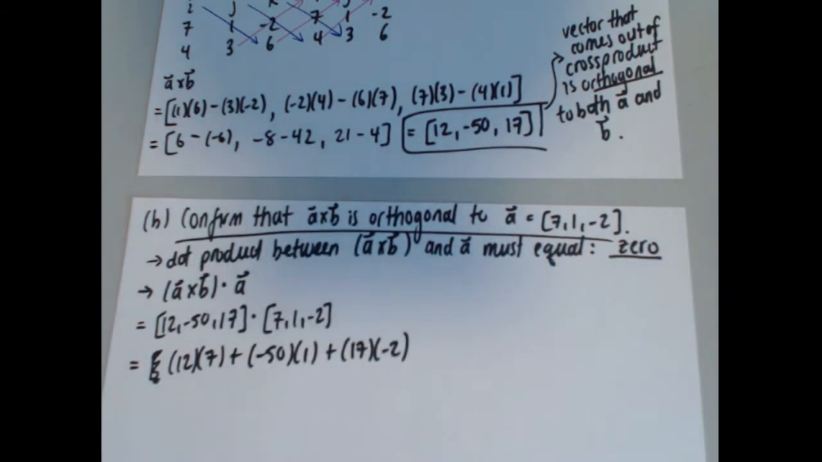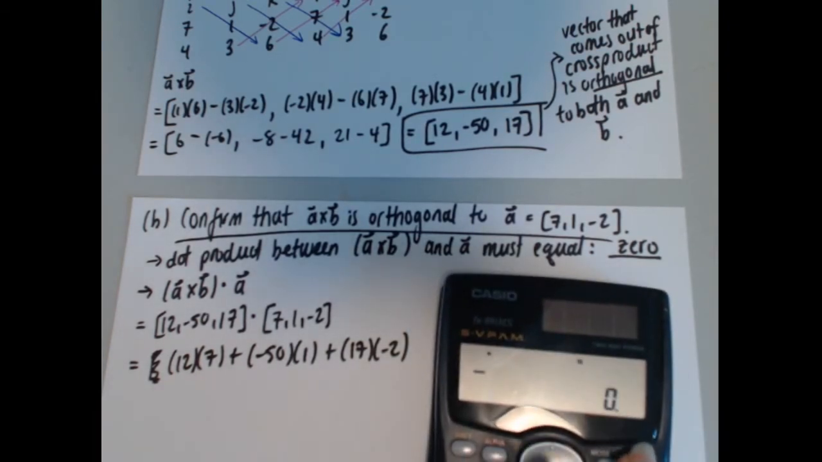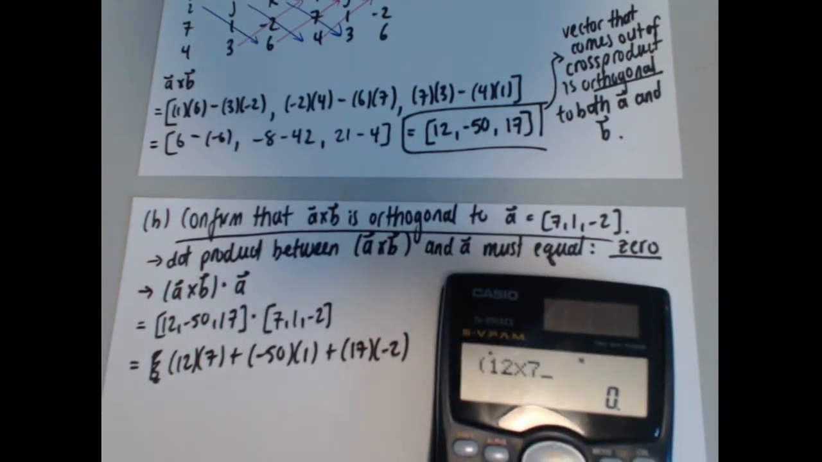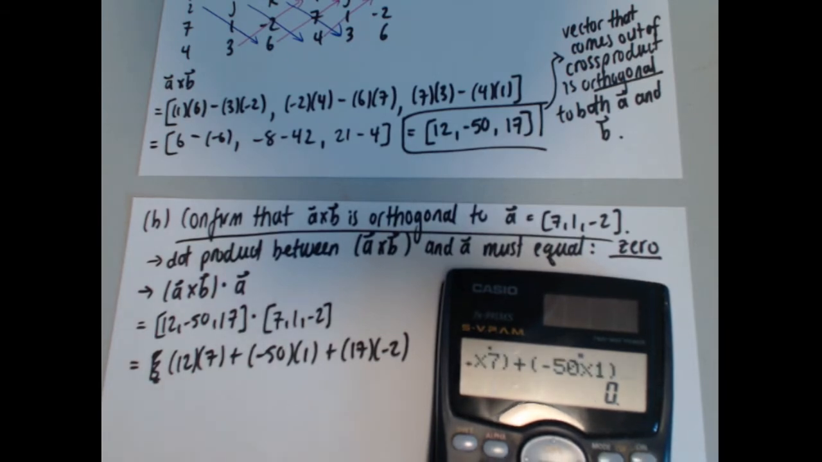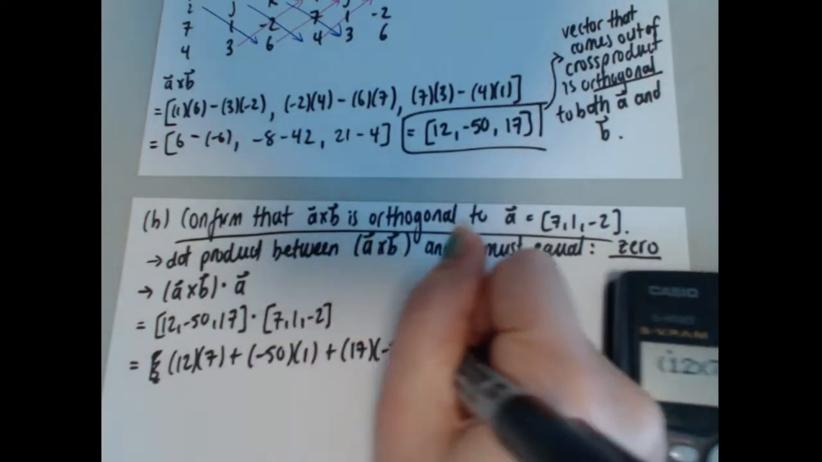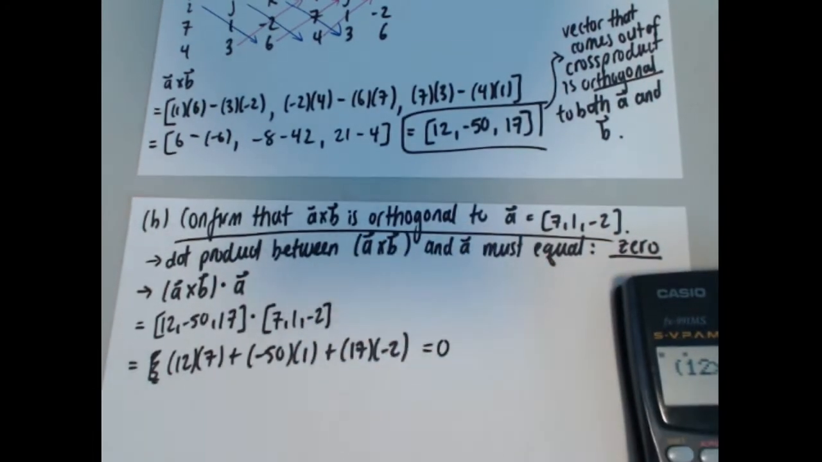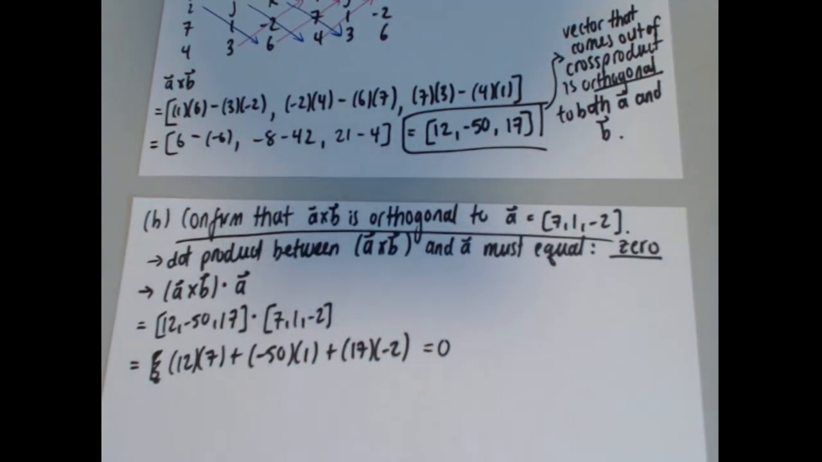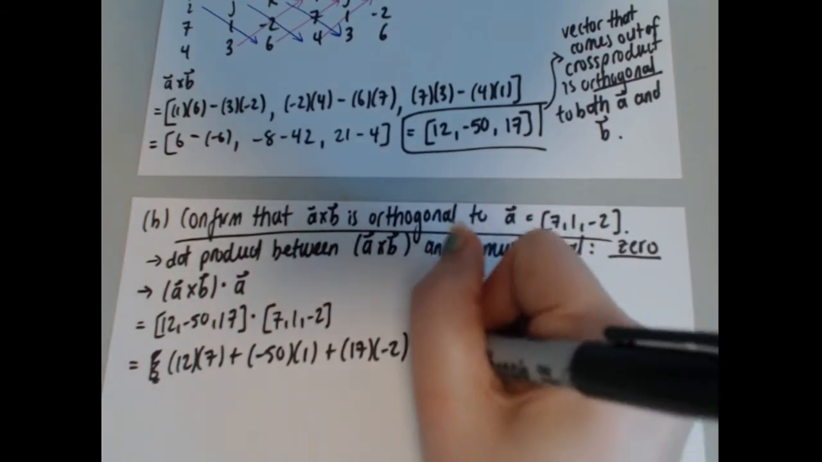Now, sure enough, if you grab your calculator, so let's do that. 12 times 7 plus negative 50 times 1. Of course, you don't have to multiply that, but just for the sake of being thorough, that should be plus 17 times negative 2. Sure enough, that's equal to 0. Okay, so therefore, they are indeed orthogonal.